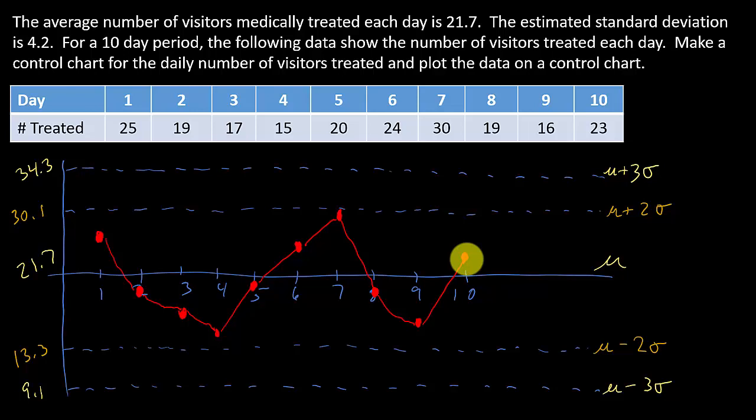So, you know, if you had an out of control signal for this, it might make you think, well, you may need extra help. Okay. You know, because you have more people being treated. So you might need extra help. But we have no out of control signals here.